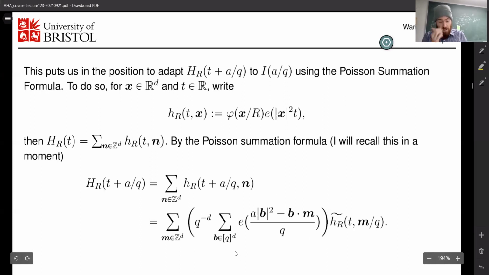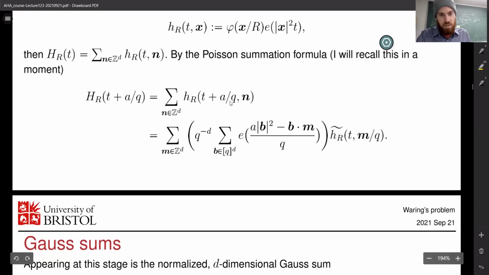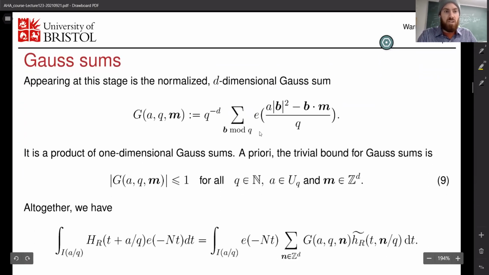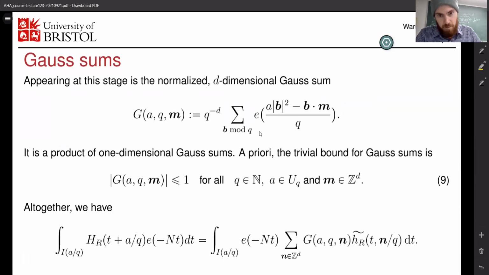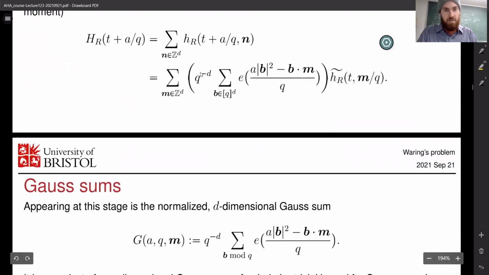The expression down here, [q]^d in brackets, is just the integers from 1 to q in each coordinate. And this is still just the sum of squares of b_i. And then this is the product of the sum of b_i times m_i, where we see the a over q from the shift popping up right here. So these are actually normalized d-dimensional Gauss sums, normalized because the factor of q to the minus d that pops out from following the Euclidean normalization gets bundled up with it.